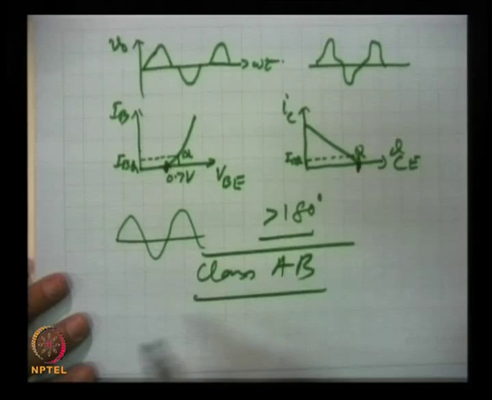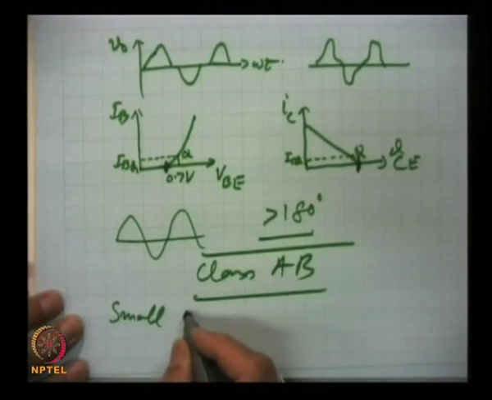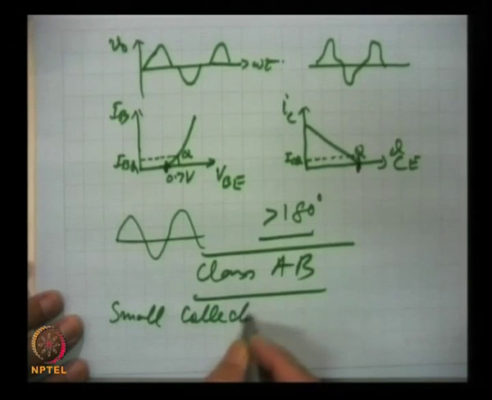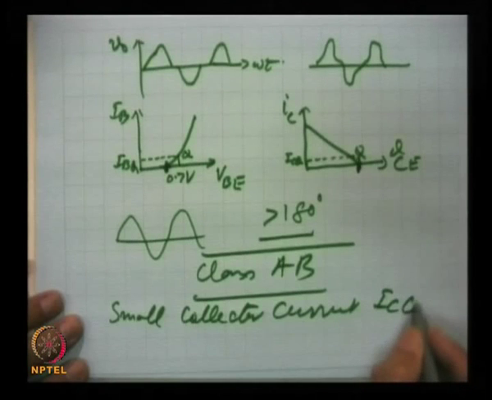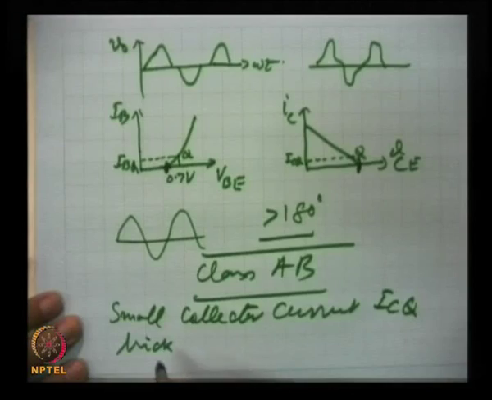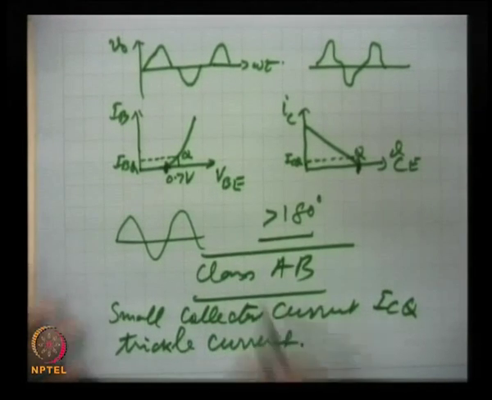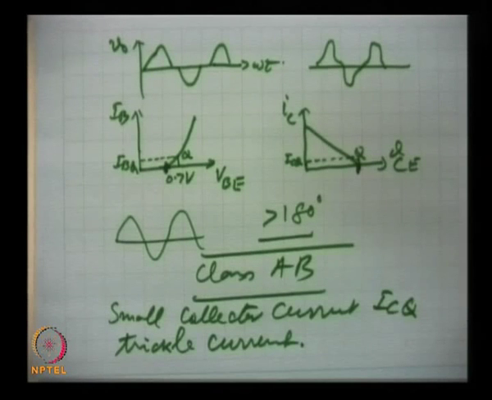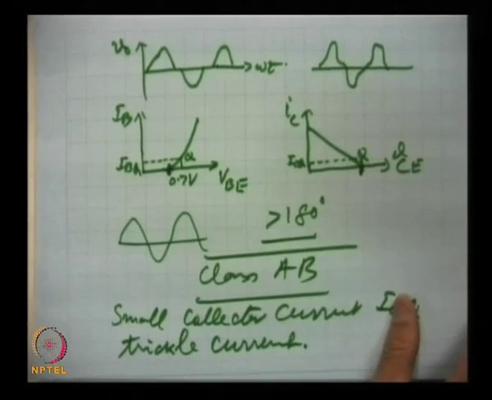And this current is small. This collector current ICQ is known as trickle current. So, this trickle current provides the forward bias required, and both the transistors are in the exact conduction state.